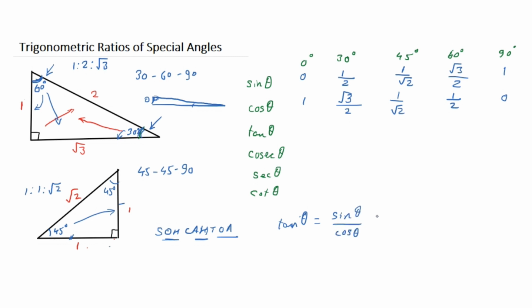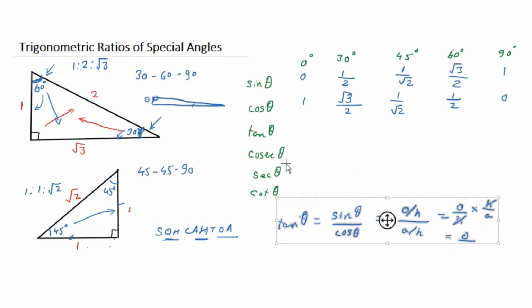And why do we say that? Because sine theta is opposite over hypotenuse and cos theta is adjacent over hypotenuse. Now, if we are dividing a fraction by a fraction, we can just take the numerator and multiply it by the reciprocal of the denominator. So it's going to be h over a. So h gets cancelled out and we are left with opposite over adjacent. So tan theta is opposite over adjacent, or we can simply say it's sine theta over cos theta.